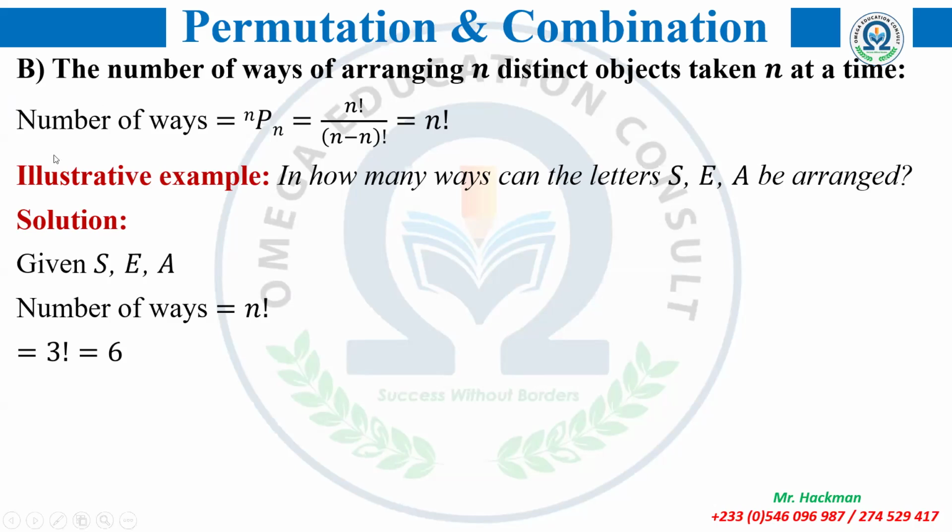Let's look at an illustrative example. In how many ways can the letters S, E, A be arranged? Did the question tell us the number that we are supposed to select and arrange? No. When the question is silent on the number you are supposed to take and arrange, which is your r, it means the arrangement should be done for all the objects at a go, with no bias.